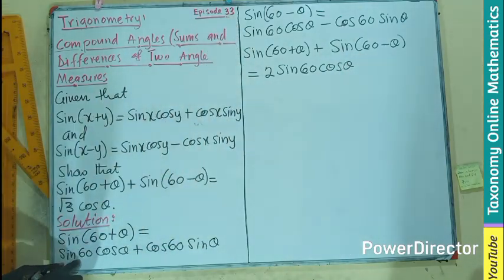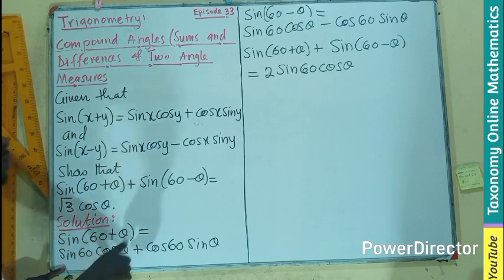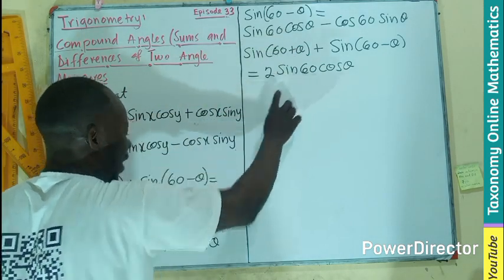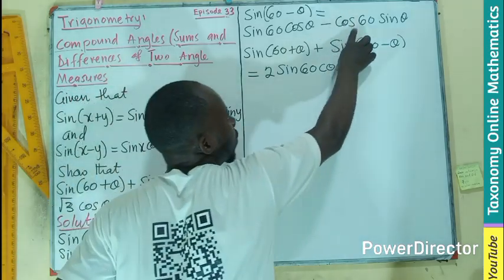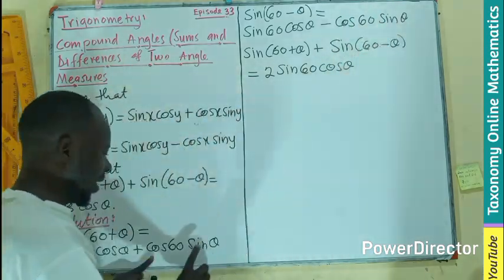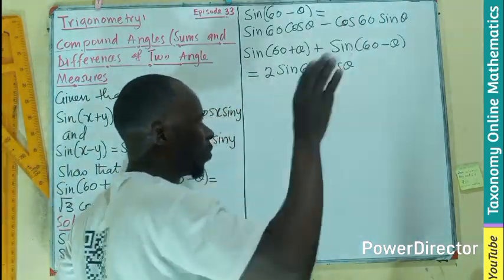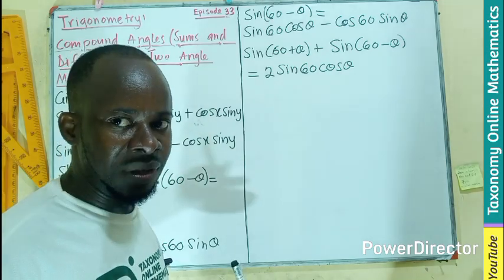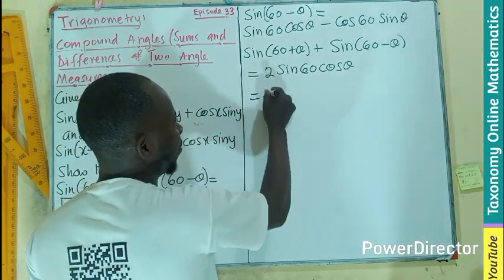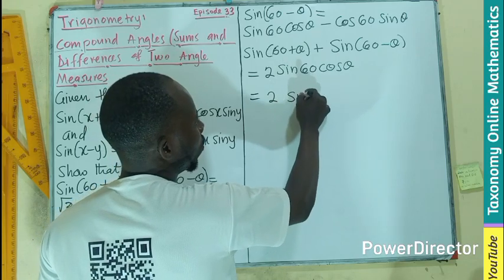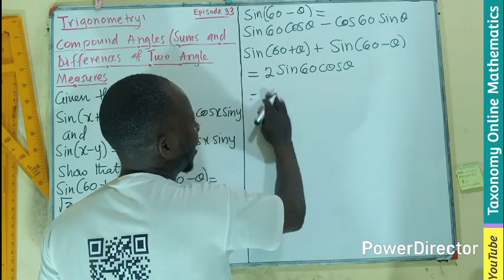That is adding sine 60 cos theta together. We get 2 of that. Then cos 60 sine theta, cos 60 sine theta, positive and negative. So that one is gone completely. It's out. So this is what we are left with. So now this becomes 2.